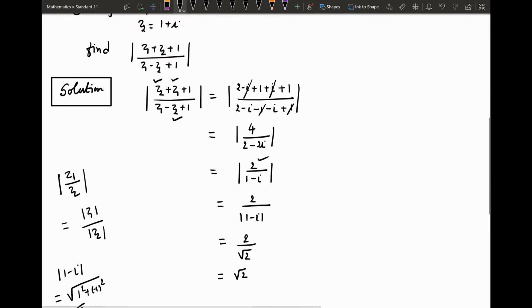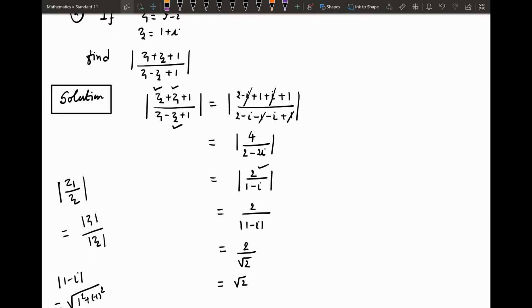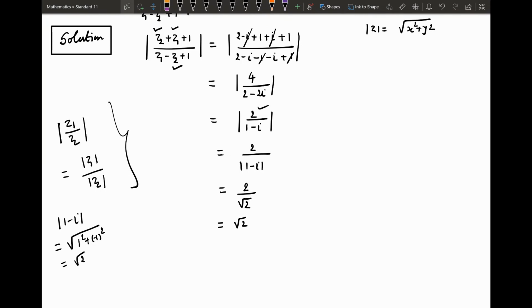So simply this is the modulus for a complex number z equal to x plus iy. You recall modulus of z equal to under root x square plus y square, and we have used the properties of the modulus, and if the complex number is pure real, then modulus of 2 is 2.